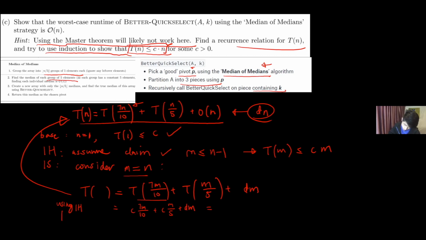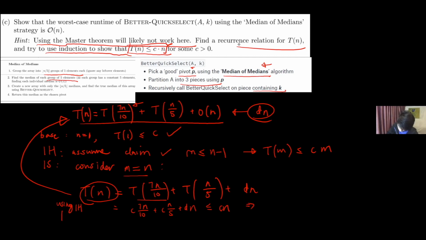I don't know why I used m here, this should be n. Actually, it doesn't really matter. So we have d times n. Basically, we want to show that this is smaller or equal to Cn for some C, so then we can find out what the actual value of C should be.